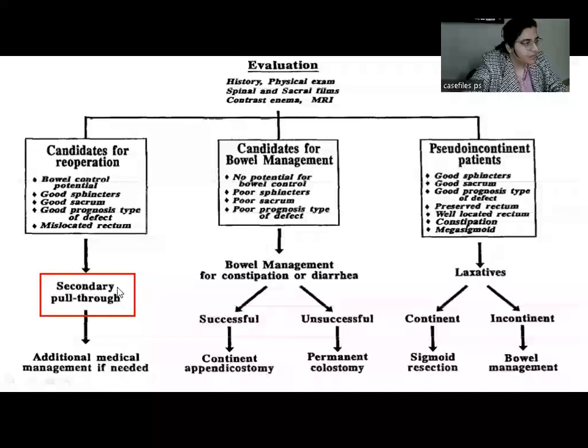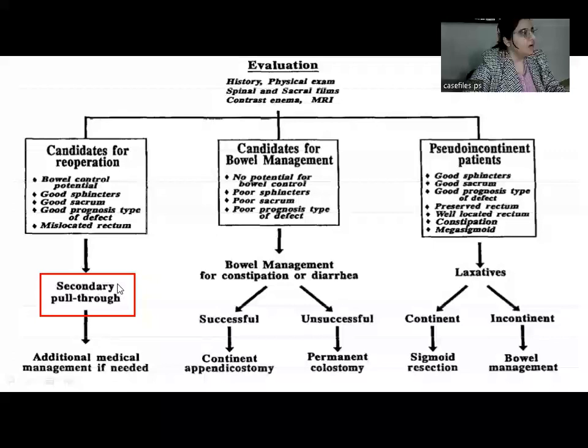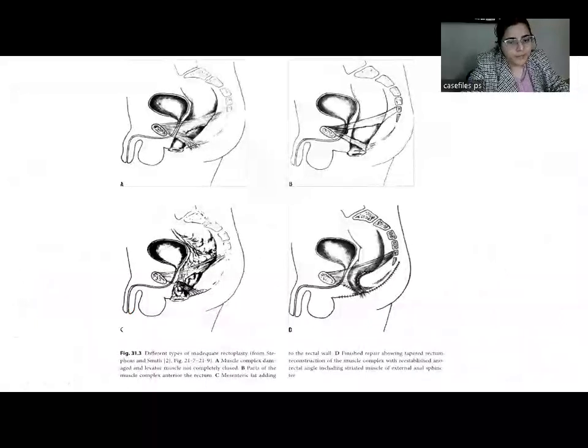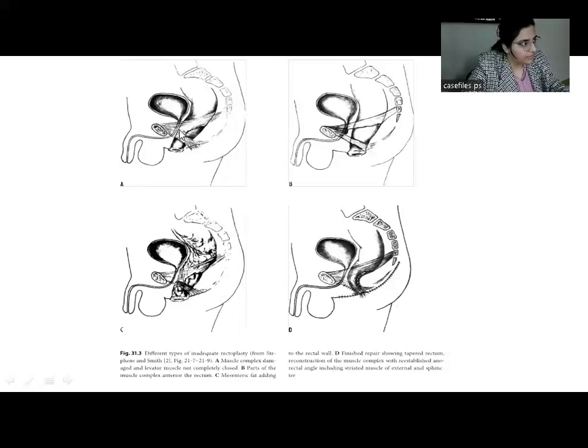Coming to the second group of patients, the only reason they're not continent is because of incorrect surgery, the incorrect approach, or the mislocated rectum per se. In these patients, the problem might be that the muscle complex or the levator muscle is not completely closed around the distal rectum. Or it could be that parts of the muscle complex are actually anterior to the rectum. The third thing could be there is too much mesenteric fat, and therefore the sphincters cannot function around the rectum well.